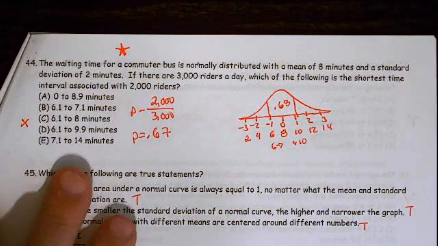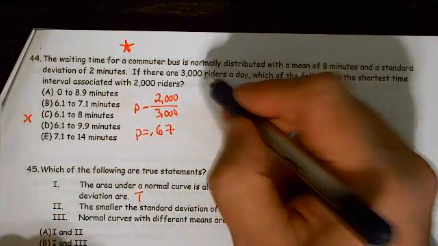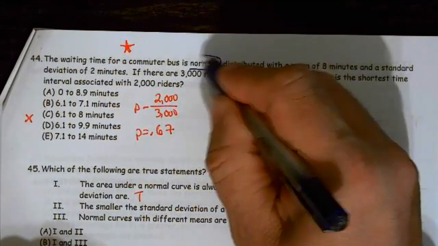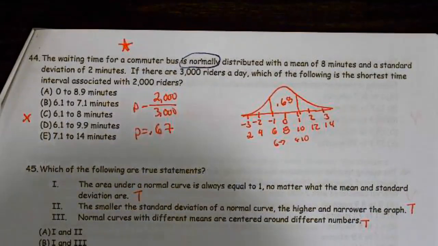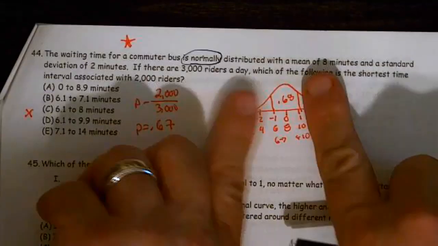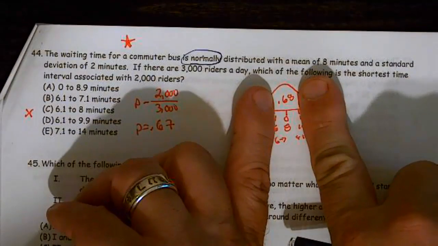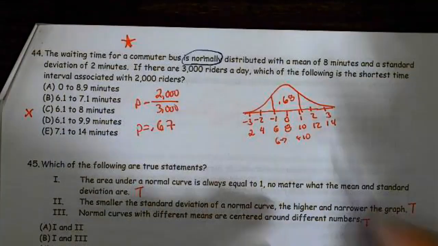All right, on number 44, the waiting time for a commuter bus is normally distributed. Oh, that's important. Tells me I'm working with a normal, with a mean of 8 minutes and a standard deviation of 2 minutes. If there are 3,000 riders, which of the following is the shortest time interval associated with 2,000 riders? Well, first off, if we're working with a normal, if we're looking for a shorter span, there's more area in the middle because the curve is taller in the middle.